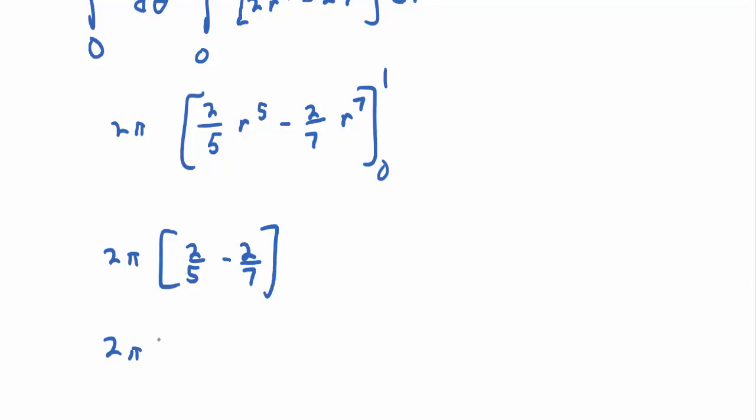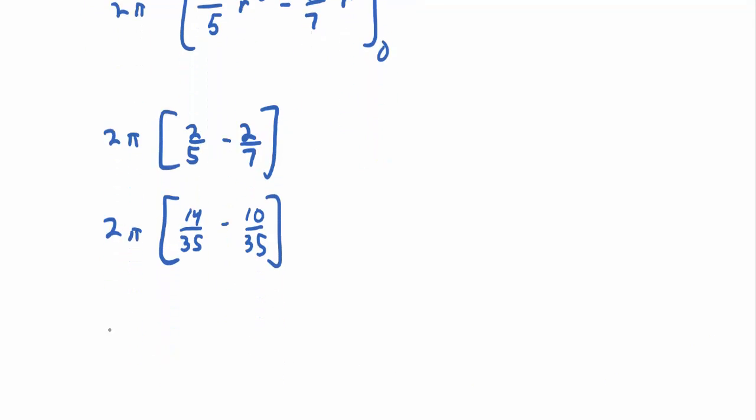What is that? I don't know. Now this is the hardest part, arithmetic, right? So multiply by 7 over 7. What do we get? 14 over 35? Minus multiply by 5 over 5. What do we get? 10 over... wait a minute. The common denominator 35, so multiply by 5 over 5. So wouldn't that be 10 over 35? Oh, you're giving me the final answer. Okay, I understand. You were too fast for me. So 2 pi times 4 over 35, or 8 pi over 35.